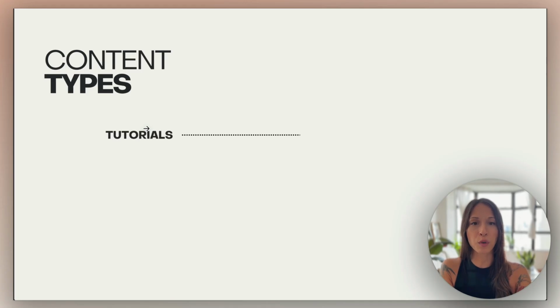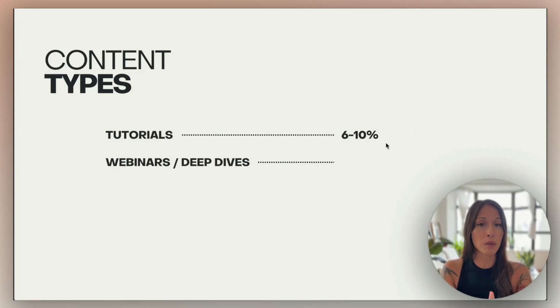So first we have tutorials. This would be something like how to manage projects using Monday.com, for example. This is targeting high intent viewers, and the click-through rate here can be anywhere from 6 to 10%, typically speaking. The next type that we have would be webinars or maybe deep dives. An example would be like AI pricing strategies for a SaaS. Anywhere from 3 to 5% is a good number to shoot for.